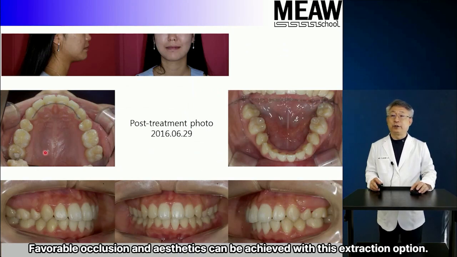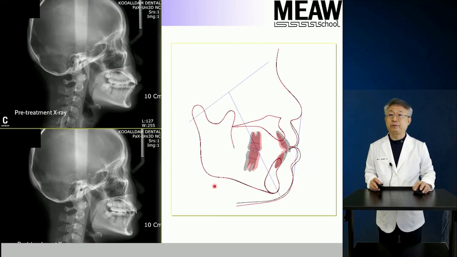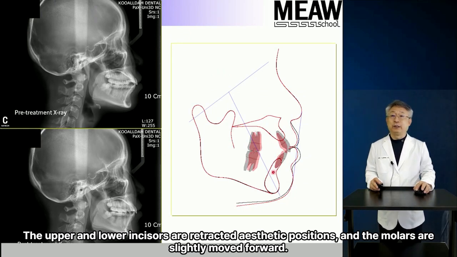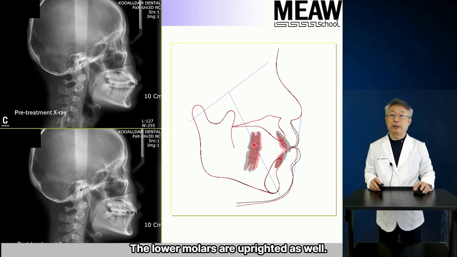Favorable occlusion and aesthetics can be achieved with this extraction option. The upper and lower incisors are retracted to aesthetic positions, and the molars are slightly moved forward. The lower molars are uprighted as well.